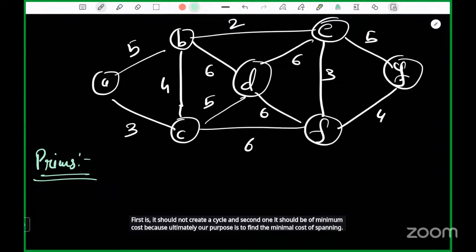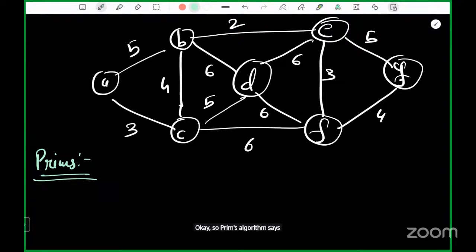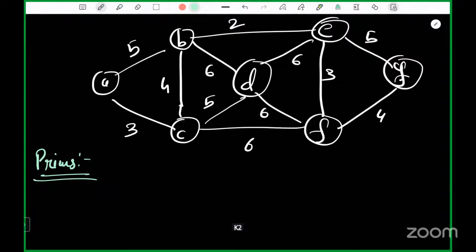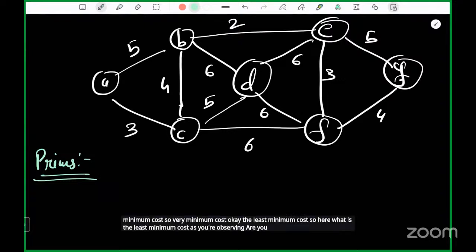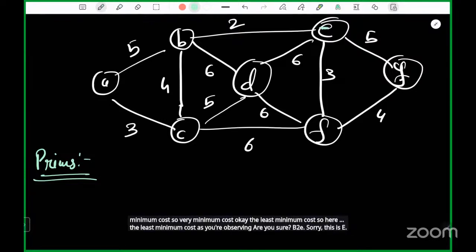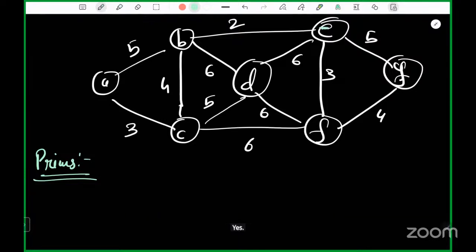Prim's algorithm says first of all scan the graph and find the edge of minimum cost, the least cost edge. So here, what is the least cost as you're observing? A to C? Are you sure? B to C? B to E. Sorry, this is E. B to E. Yes. C to E. So Prim's algorithm says take this edge as your root, and now grow the tree.